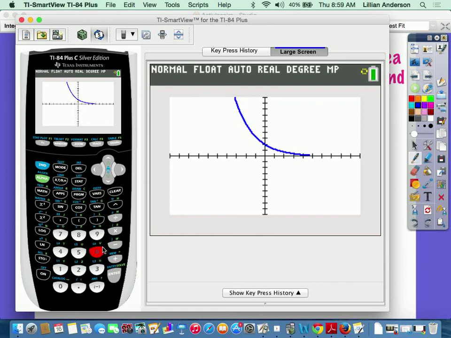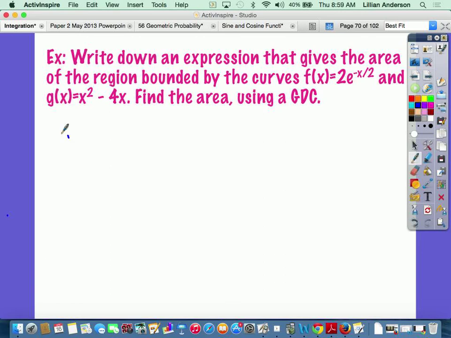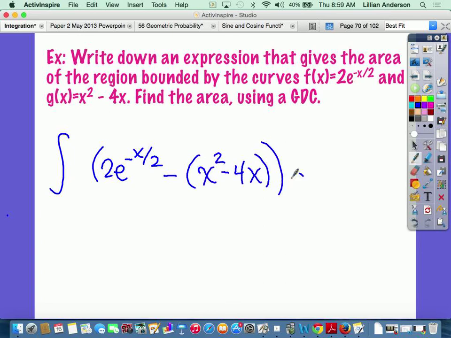Okay, so there we go. We clearly see which curve is on the top. For me, it was my blue function, which was my first function, and the bottom function is the quadratic. So if I want to write my expression, the exponential function is going to be first, and I'm going to subtract from it my quadratic function, because that was the one on the bottom. Everybody understand that? Now, how do I get my bounds?